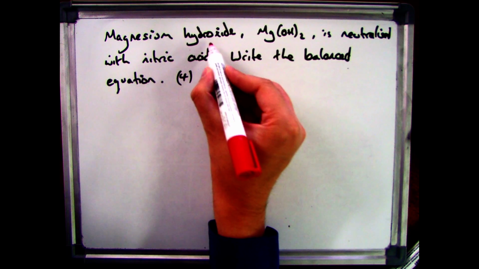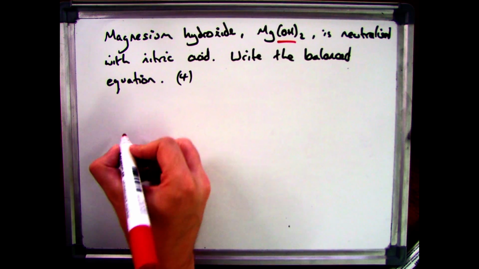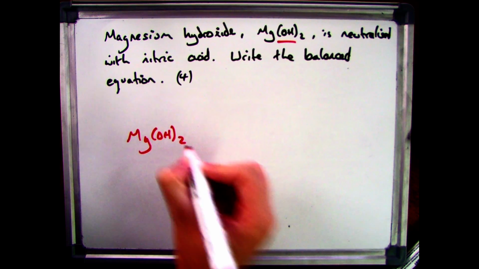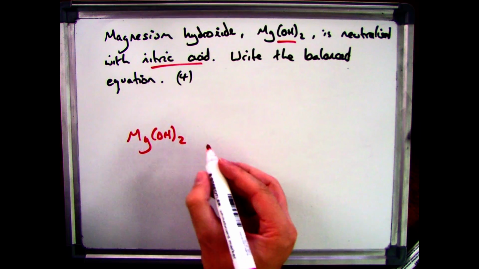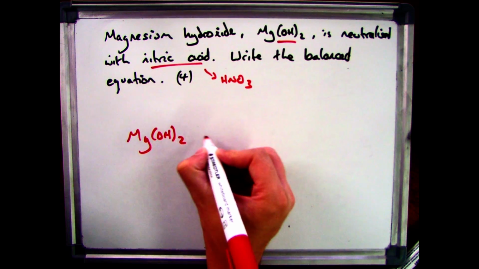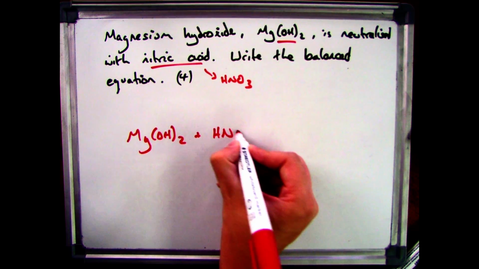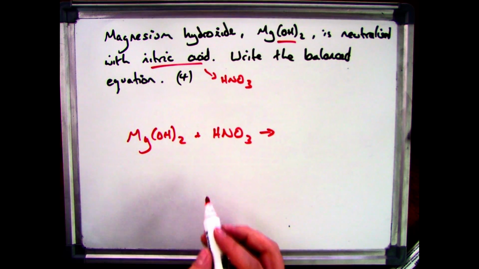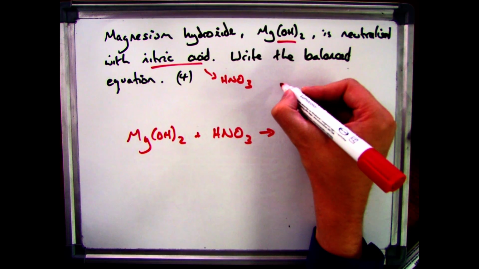Now that pattern continues with all of them. The only difficulty will be if they actually make you work out the formula. This will only be for your A-star type question. So here we're given Mg(OH)2, magnesium hydroxide, reacts with nitric acid, which is a neutralization reaction, and they ask you to write the balanced equation. Straight away you get 1 mark for putting in the reactants.